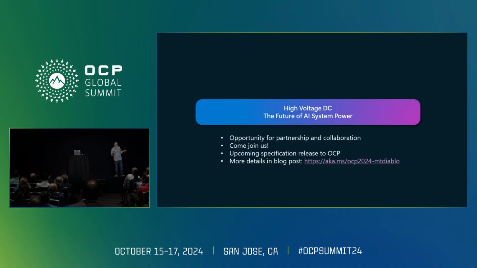And here's kind of the call to action, right? We're kind of showing the idea. We will have a contribution coming out pretty soon where we will contribute the specifications of the Mt Diablo rack. What does a disaggregated power rack look like? What components are inside of it? How we can start driving commonality? And it's also up for your interpretation as well.